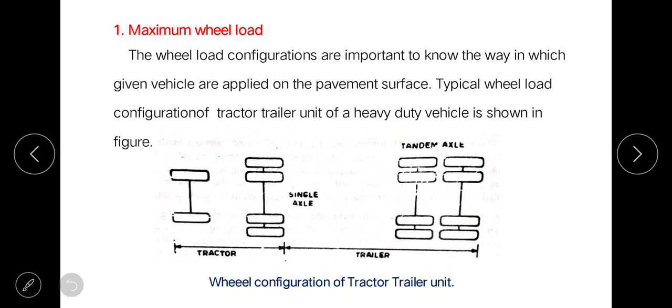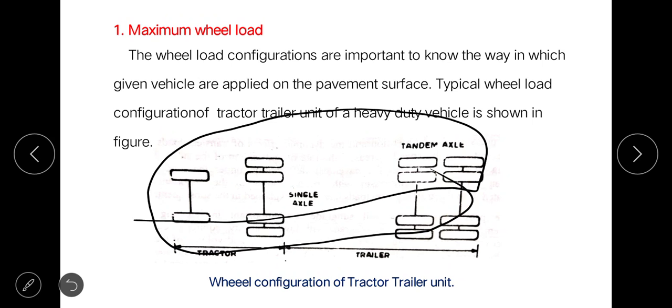Maximum wheel load. Now you know that if there is only a single wheel, it is attached with an axle, right? For a tractor, if you consider, at the front there will be a single wheel, and at the back side you can see there are double wheels. So this will be a double wheel. Many times two wheels are attached together to form a four-wheel compartment, that is called a tandem axle. So this is a single axle and this will be a tandem axle. These figures are clearly showing you what is a single axle and what is a tandem axle.